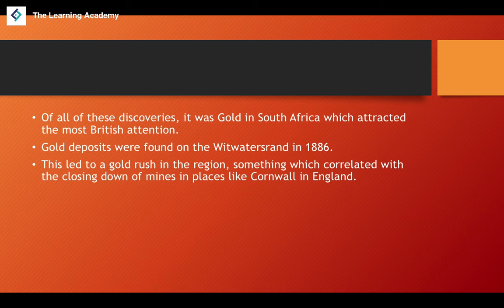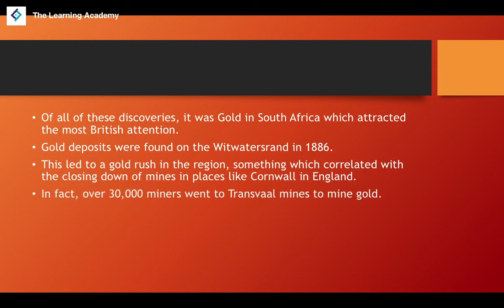So we find a gold rush takes place in this area, and this is also correlated with the closing down of mines in places like Cornwall in England. The fact that these mines were closed in Cornwall meant that these miners had little else place to go, and with the discovery of gold in 1886 in South Africa, this motivated a number of these people to travel to South Africa to mine gold there. And this was actually quite a significant amount of people. Over 30,000 miners went from Transvaal mines to mine gold.